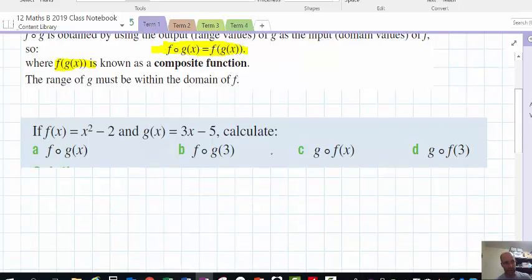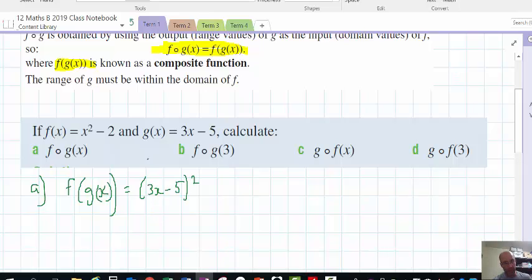And if we're given an example here, we've got f of x equals x squared minus 2, g of x equals 3x minus 5. Calculate f of g of x. So if f of x is x squared minus 2, f of g of x would be, wherever we see x, we're going to sub in the other function. So instead of x squared, we would have 3x minus 5 all squared, and then minus 2.